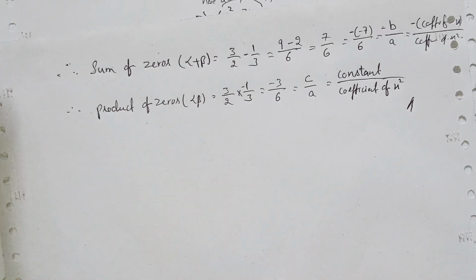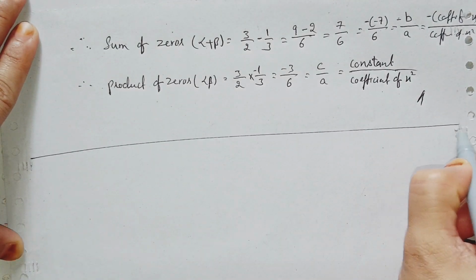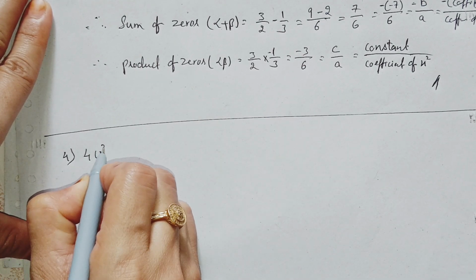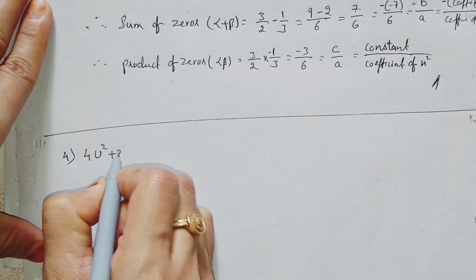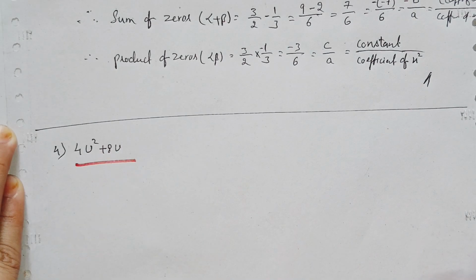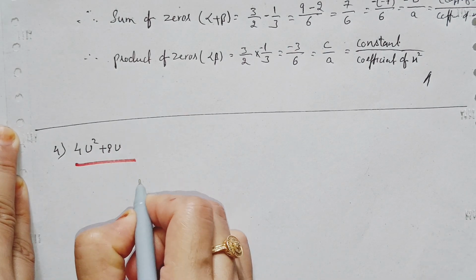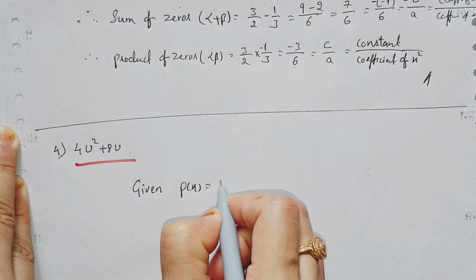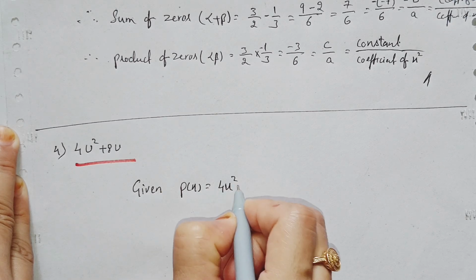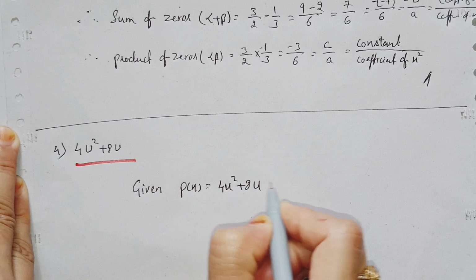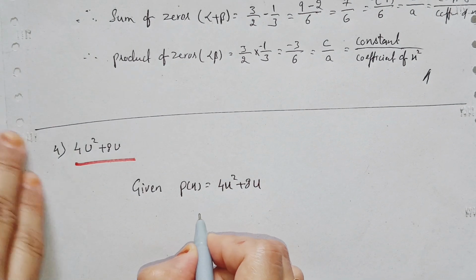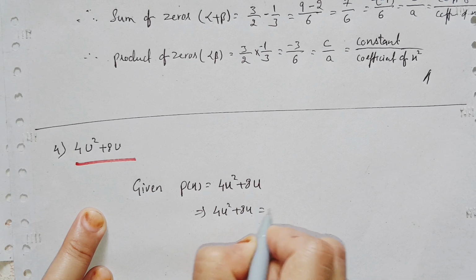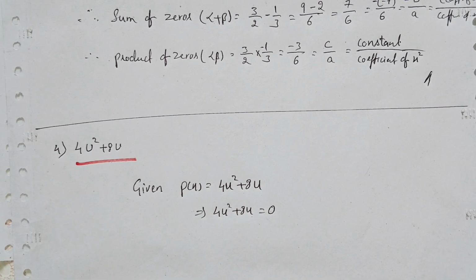Now we'll do the fourth problem, which is 4u square plus 8u. Here also we have to do the same. Given p of x equal to 4u square plus 8u, meaning no constant is there. So let us take it as 4u square plus 8u equal to 0.